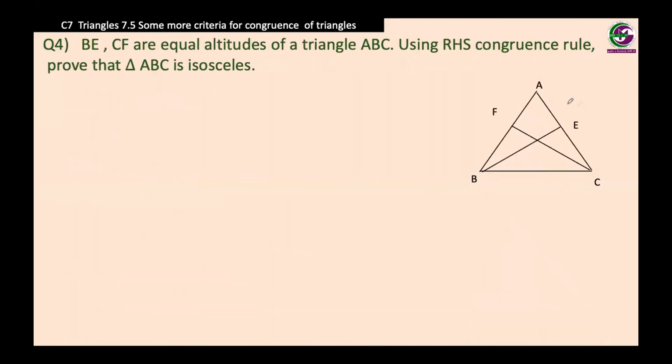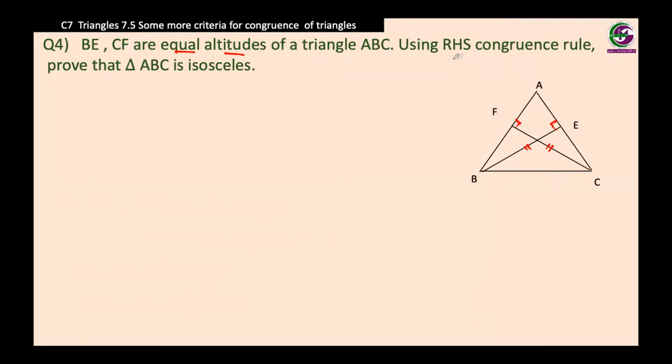Moving on to question 4. BE and CF are equal altitudes. So we have to see both these words. Altitudes are equal, and you know the meaning of altitude is 90 degrees. So these two are altitudes and they are equal. Usually we take the angle A as common and we prove it.